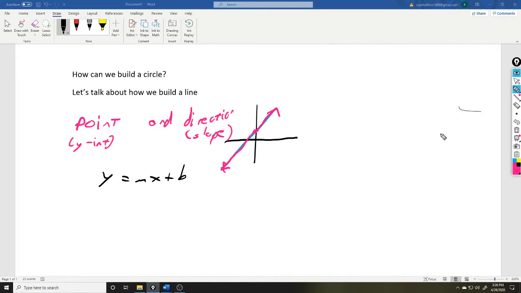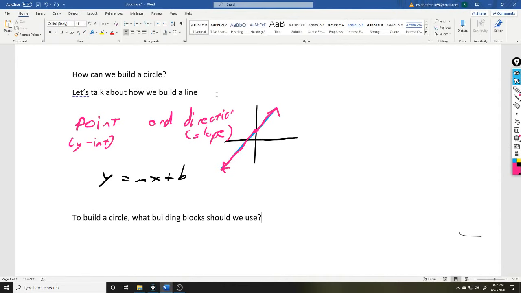Now, the way we want to build a circle, so instead of picking a point and a direction, we are going to pick a point to start from and a distance. We're going to pick a point and a distance because we want to keep that distance the same. That's what makes it a circle. So that point is going to be my center. And then my distance will be the radius.